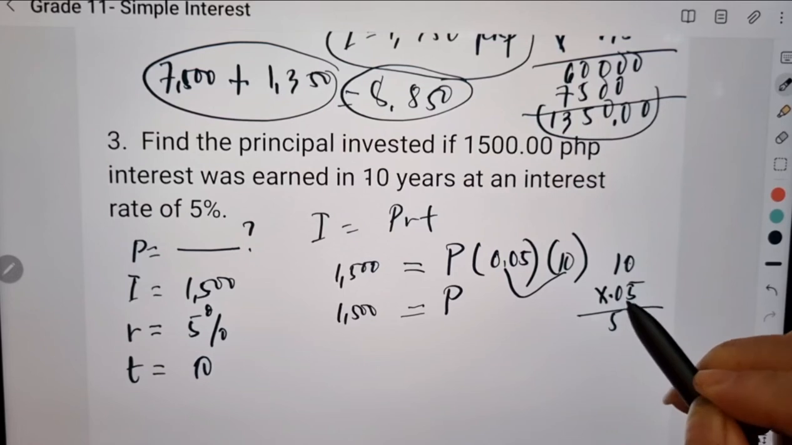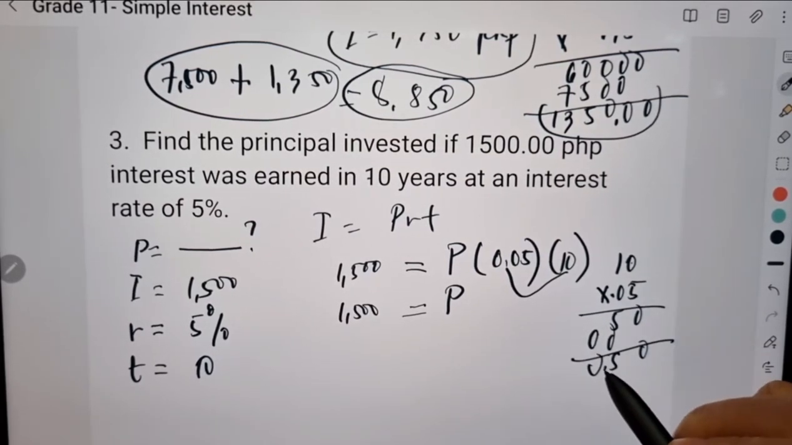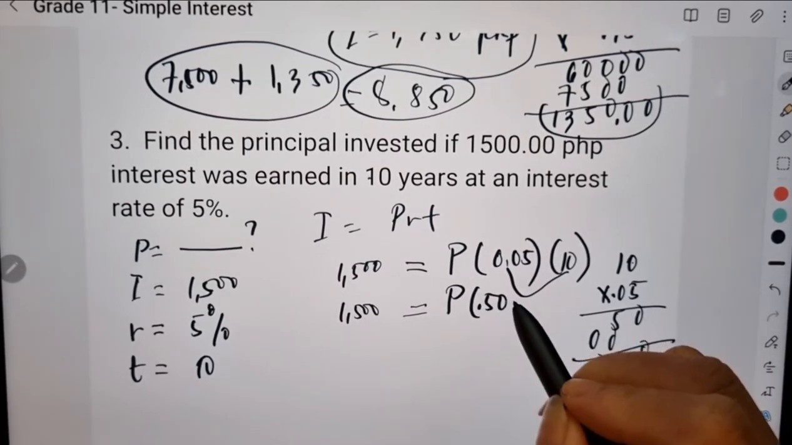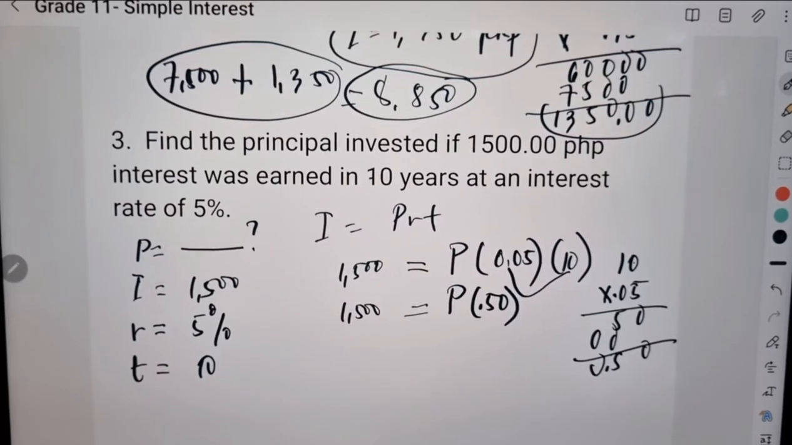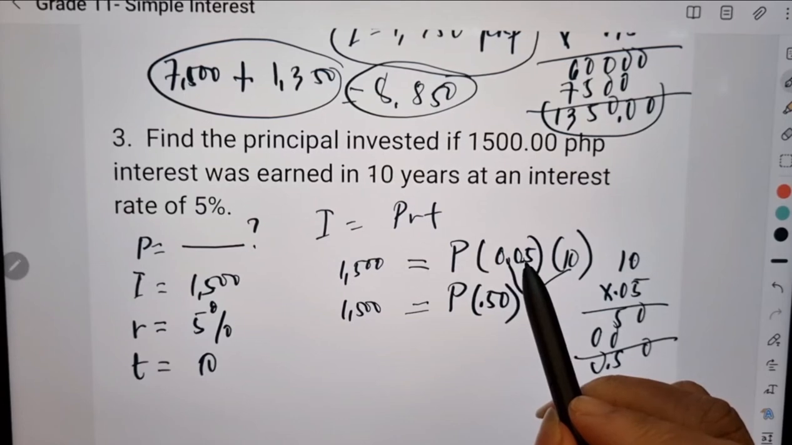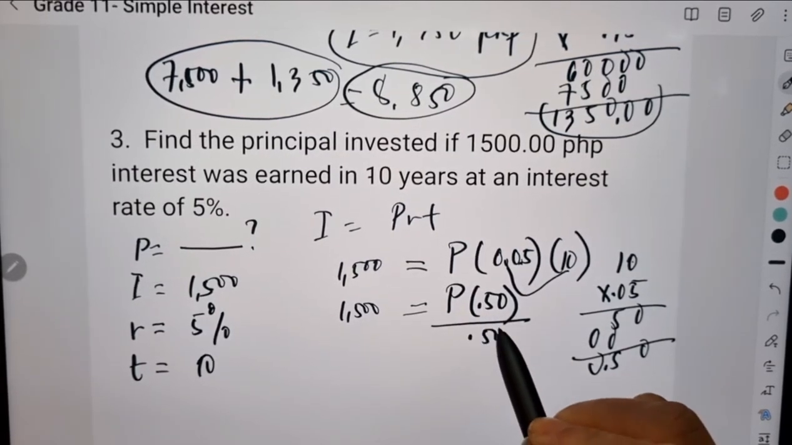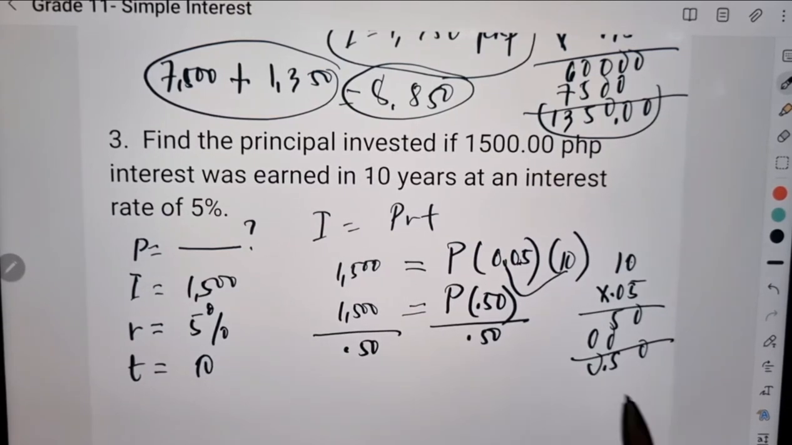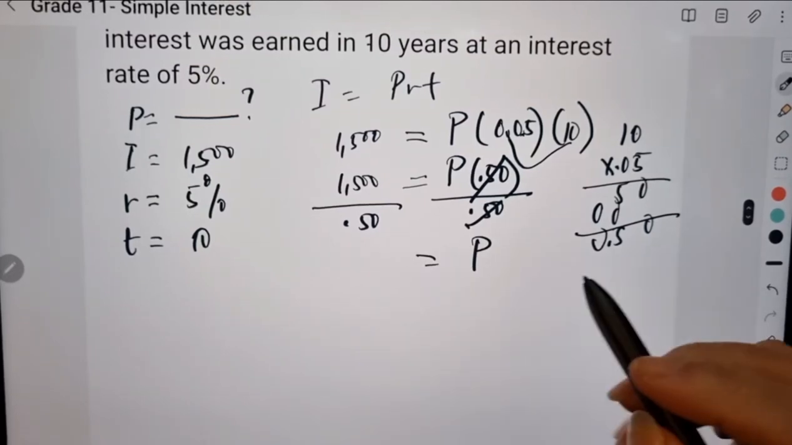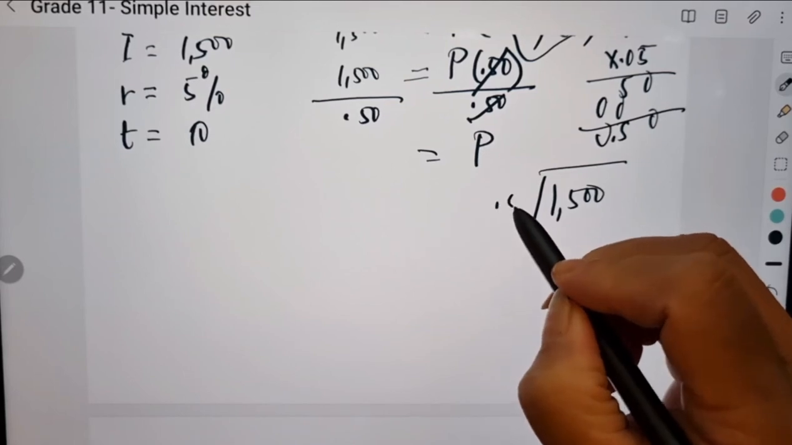5 times 0 is 0, 5 times 1 is 5. So, 0.50. Magiging 0.50 yan. Okay? Or simply, pag nag-multiply ka ng 10, nag-move ka lang ng decimal point 1 place to the right. So 0.50. Then divide natin both sides of the equation by 0.50. Para ma-solve natin yung P, which is the principal.